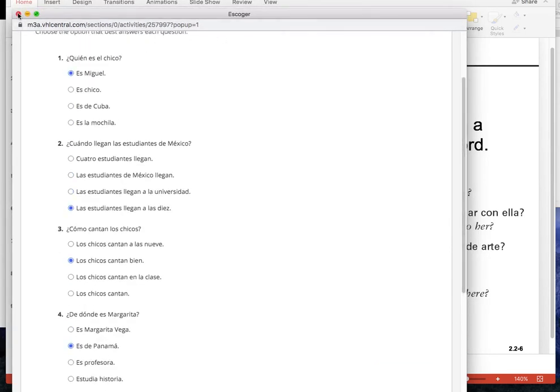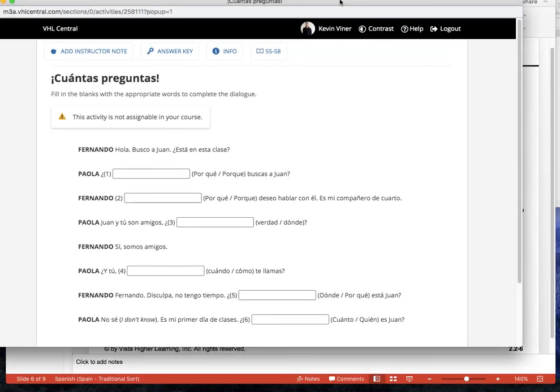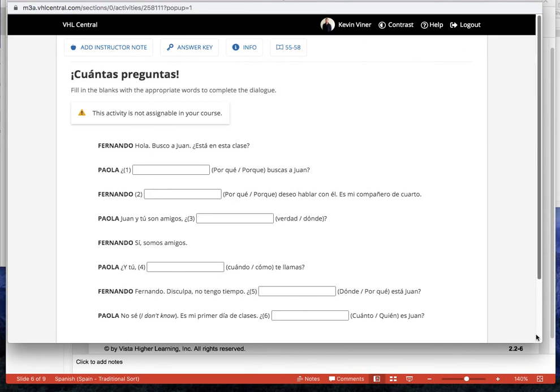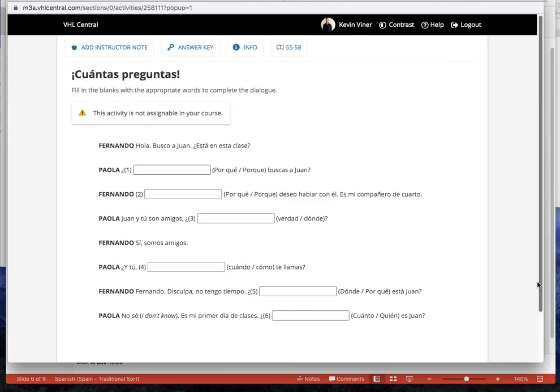Okay, muy bien. So that was a good activity. We're going to do one more quick one, and then we'll wrap it up. So here we're going to be working with what interrogative word or tag word we are going to choose that makes sense, right? So it says fill in the blanks with the appropriate words to complete the dialogue. And again, corresponding pages 55 a 58.